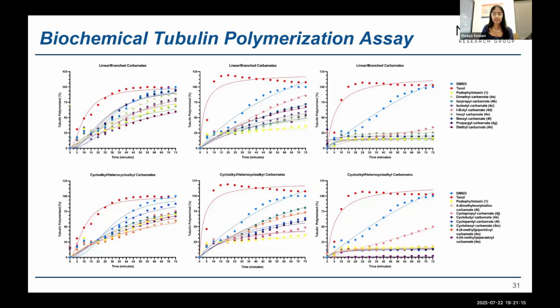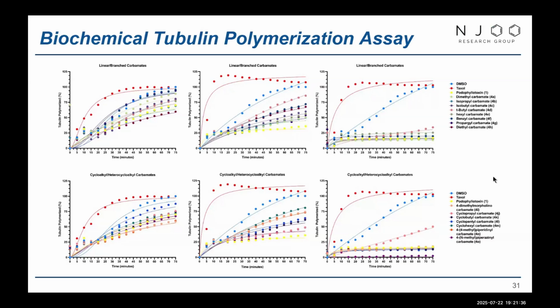The second is a DMSO control, which is used as a negative control with no compound. And the third is podophyllotoxin, which is shown in yellow. As we've explained, podophyllotoxin is a known tubulin inhibitor. And so oftentimes in our assay, we see it at the baseline with the lowest activity.